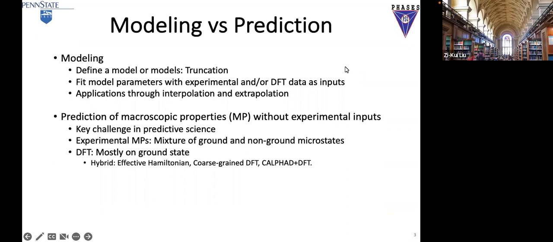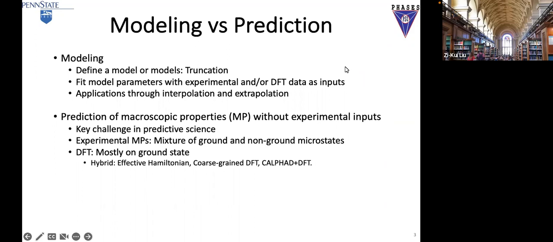Okay, but in DFT, most of the time we focus on the ground state. Of course, nowadays we do go beyond that. For example, you can do an effective Hamiltonian. You can put different information together, or you can coarse grain the DFT. It's very popular, with a lot of papers published in the last 10 years. So you can put different states together. But still, you have to have a model, and then feed the model parameters.